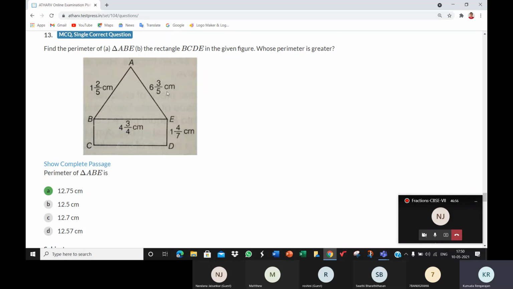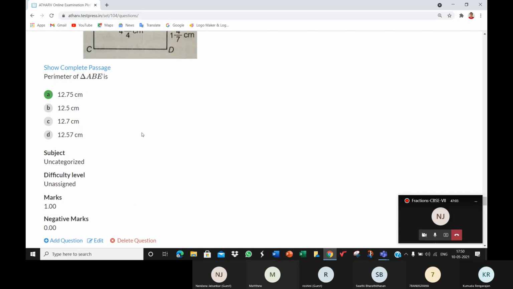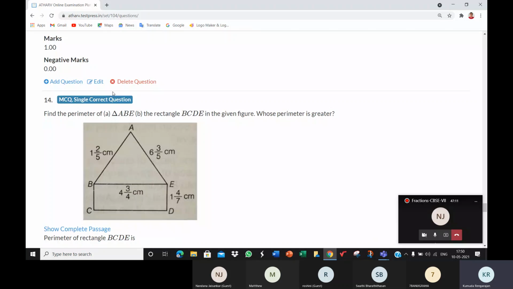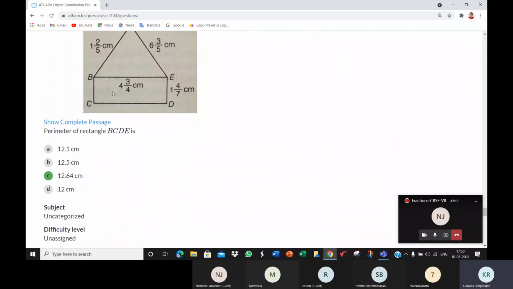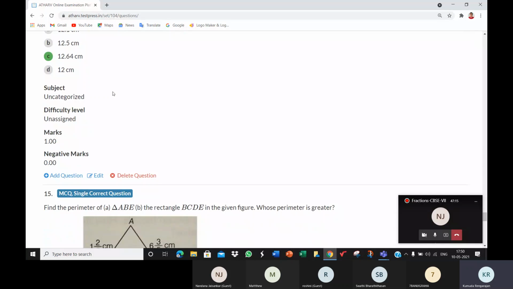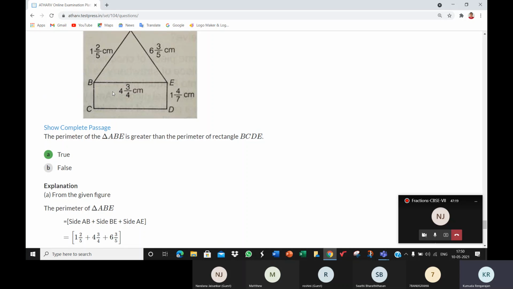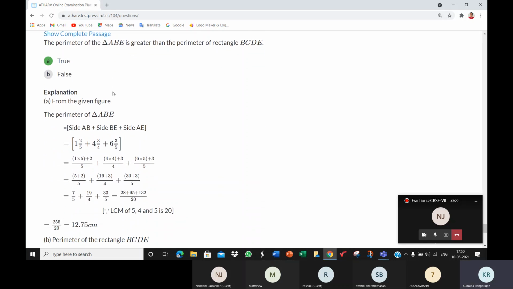So here you see a triangle. We've seen a similar situation in the class. The numbers were different. The first is to find the perimeter of triangle ABE. The different questions are the perimeter of ABE, then the perimeter of the rectangle BCDE. Then we need to find which perimeter is greater. All right, let's see the steps. You can see the steps here.